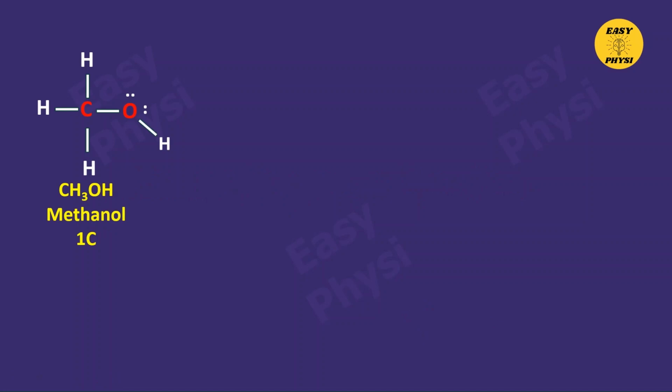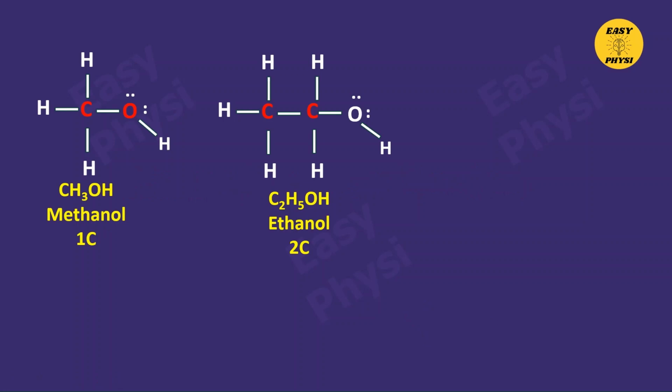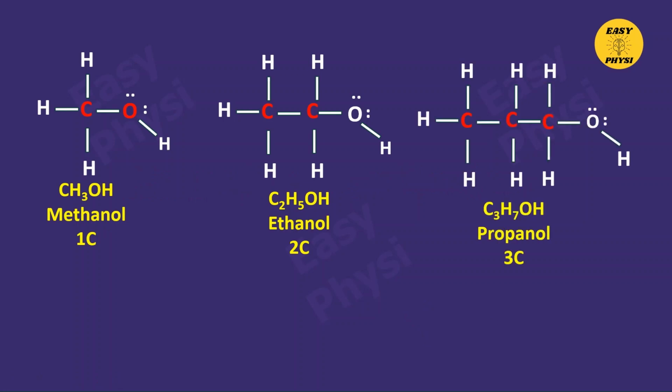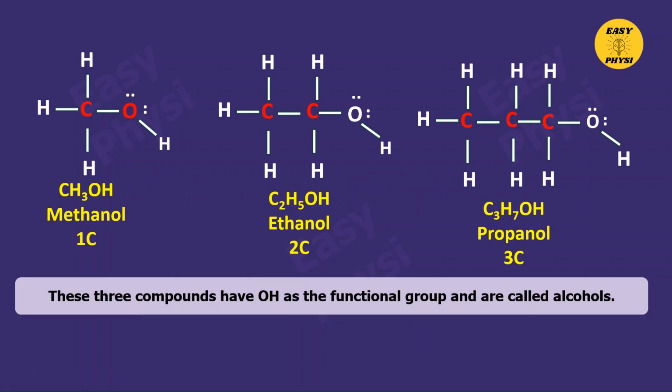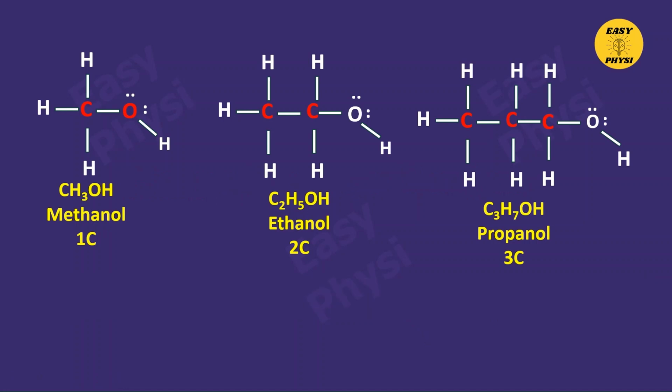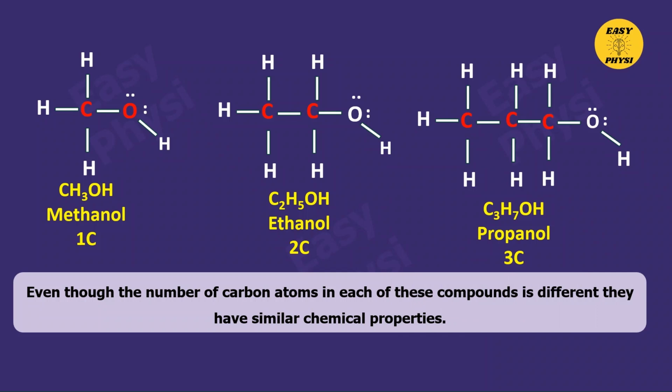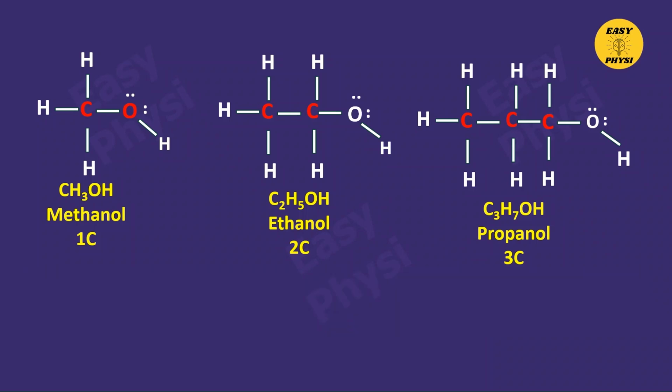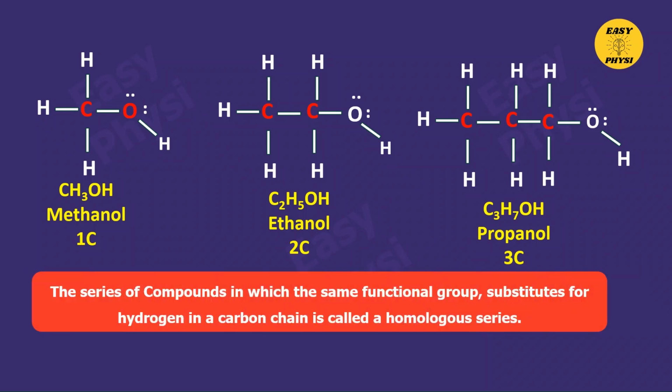CH3OH methanol, it has one carbon in it. C2H5OH ethanol, it has two carbons in it. C3H7OH propanol, it has three carbons in it. These three compounds have OH as the functional group and are called alcohols. Even though the number of carbon atom in each of these compound is different, they have similar chemical properties. The series of compound in which the same functional group substitutes for hydrogen in a carbon chain is called a homologous series.